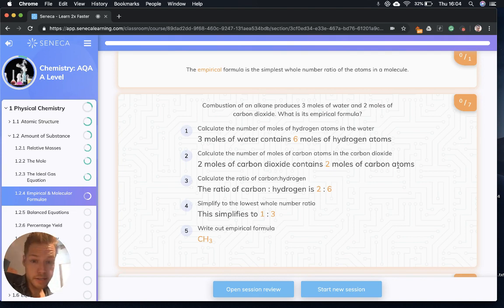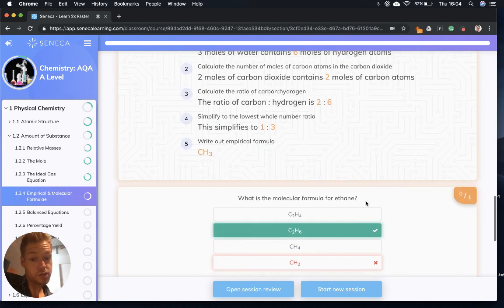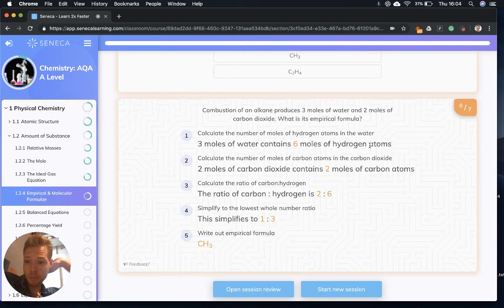3 moles of water is going to contain 6 moles of hydrogen atoms. Remember, no excuses, water has 2 hydrogens, so we double the amount of moles of hydrogen. Now, we then calculate the moles of carbon atoms in carbon dioxide. 2 moles of carbon dioxide contains 2 moles of carbon atoms. Then we can look at the ratio of carbon to hydrogen, which is going to be 2 to 6, and this simplifies to 1 to 3. Remember, we want the simplest whole number ratio, so our empirical formula is CH3. See, that wasn't so bad.